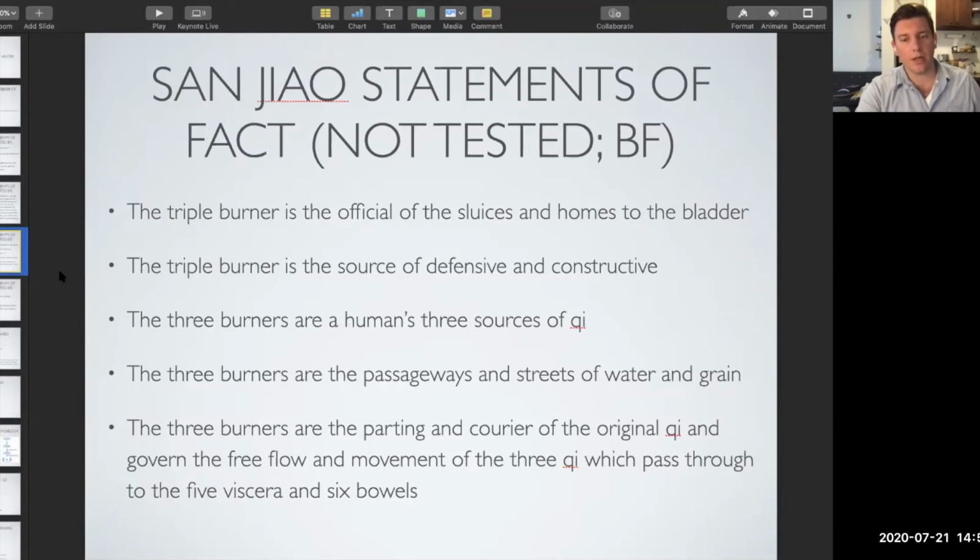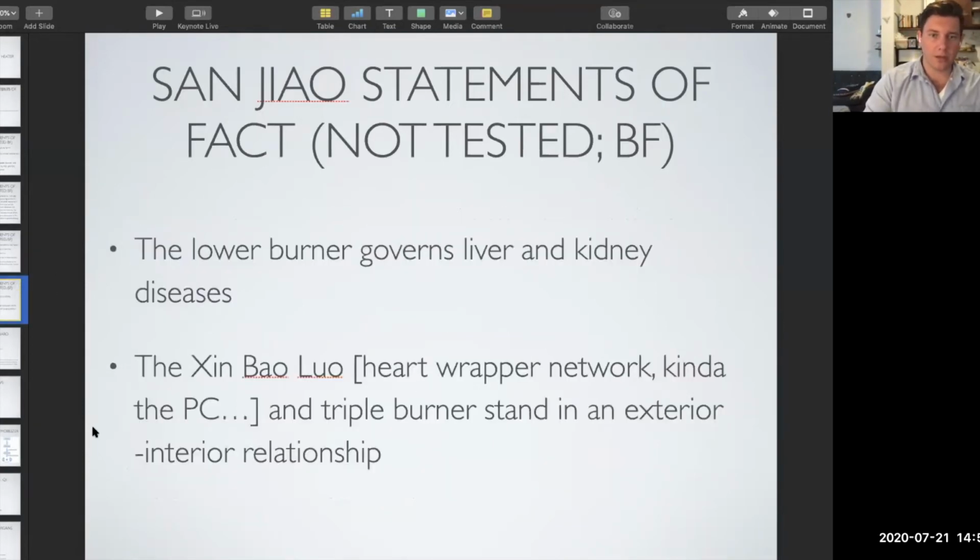The Sanjiao are the parting and courier of the original qi and govern the free flow and movement of the 3 qi, which pass through the 5 viscera and 6 bowels. That'd be yin, wei, and yuan qi for the 3 qi. Okay, almost done. The lower burner governs liver and kidney diseases. The Xinbao Luo, the heart wrapper network and the pericardium, and the Sanjiao stand in an, well, that just means that pericardium and Sanjiao are a pair. We already know that.